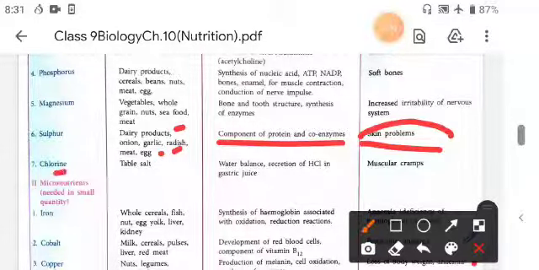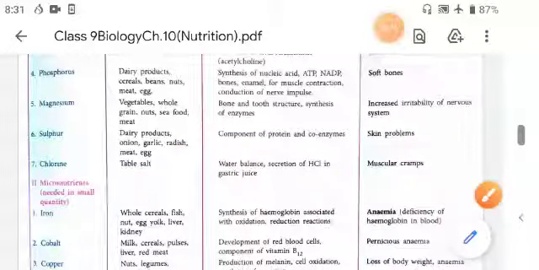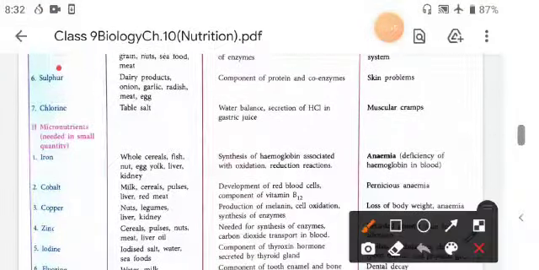And next one is chlorine. It is found in table salt. It balances the water and secretion of hydrochloric acid in the gastric juice, and in absence of it, muscular cramps will be there. These are the macronutrients which are found in large quantities.